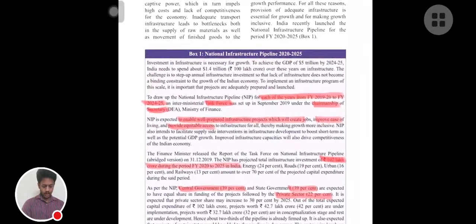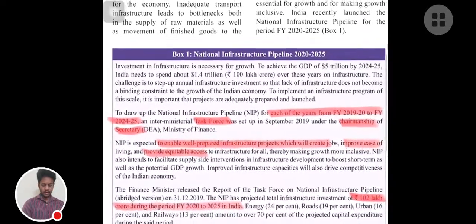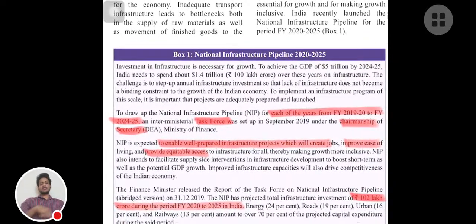Next point is the National Infrastructure Pipeline. All of us know that in our Indian budget, generally on the expenditure side, we have two types of expenditure.